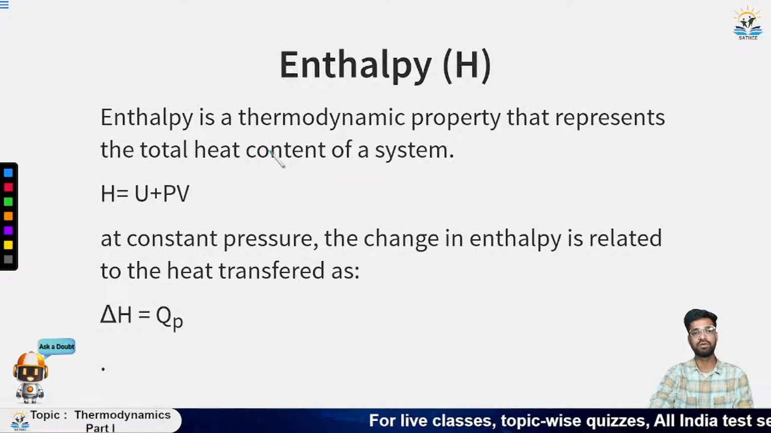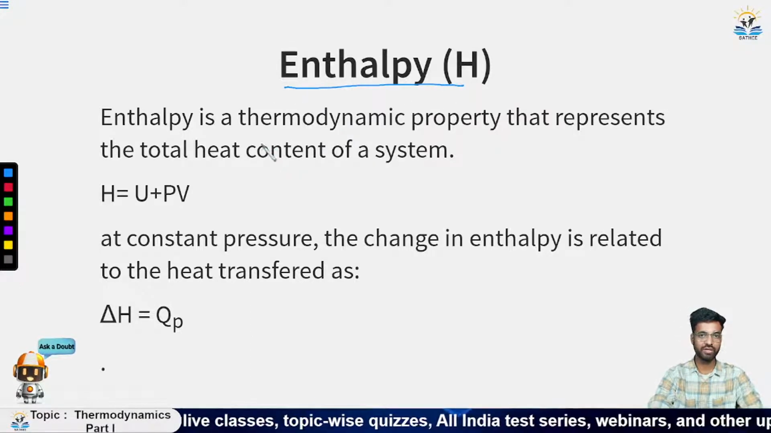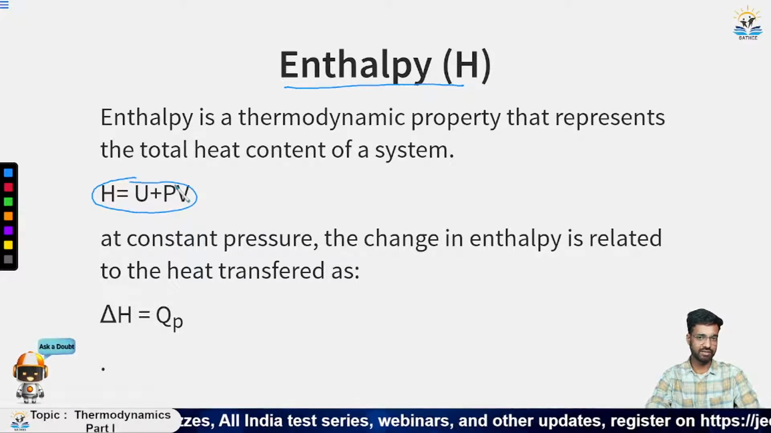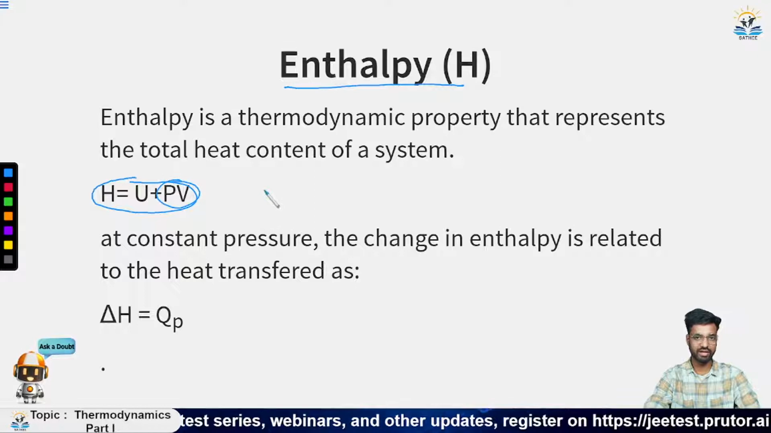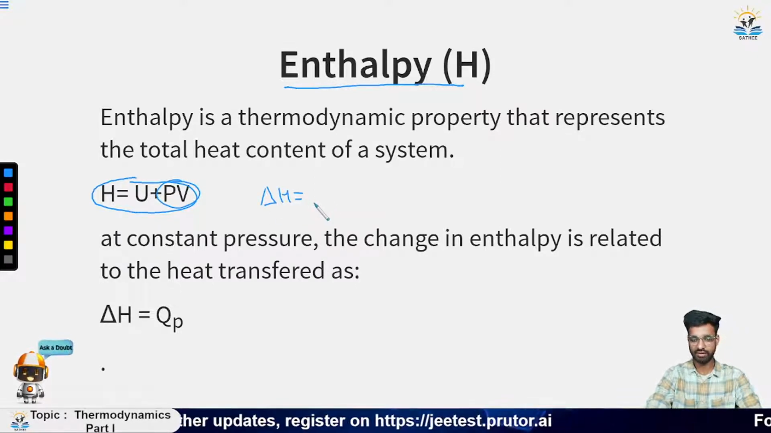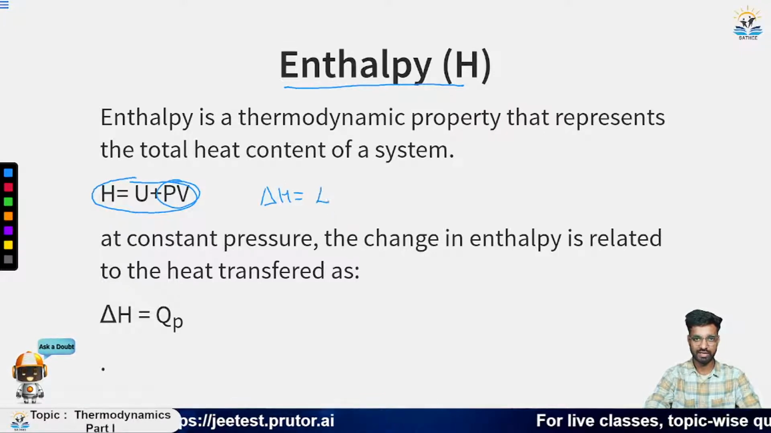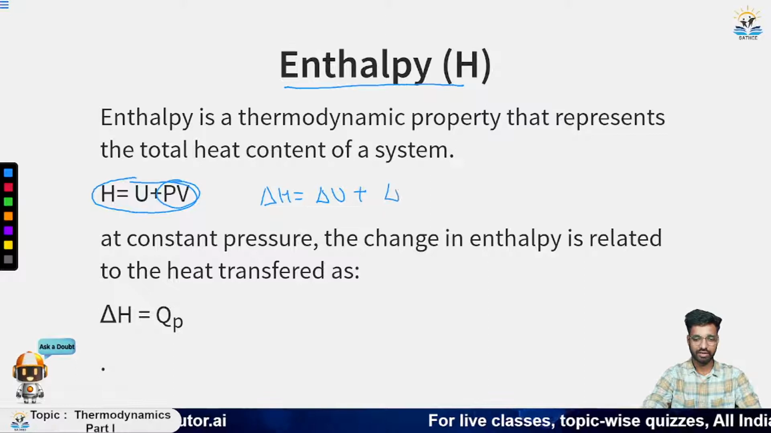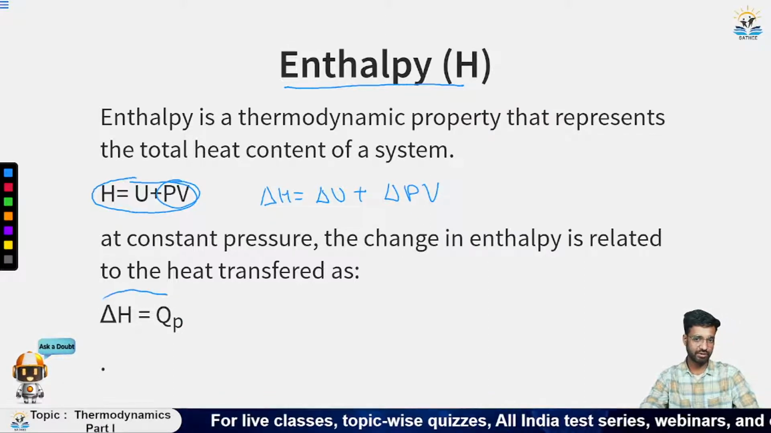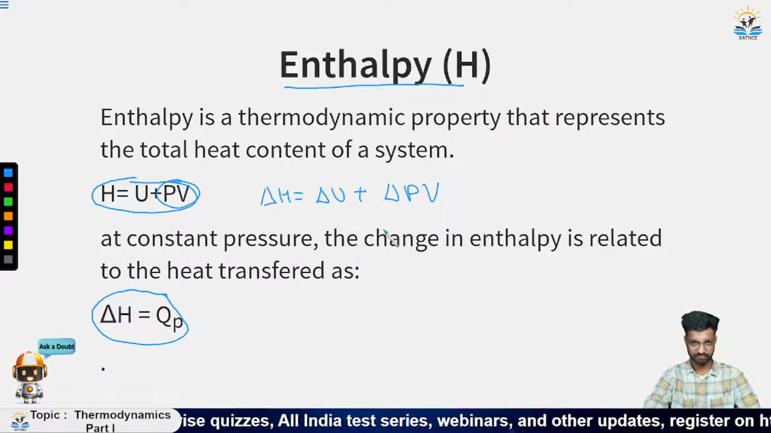Now we'll move to the next concept, that is enthalpy. So what is enthalpy? Enthalpy is nothing but the total of internal energy plus PV, or more clearly, delta H. We will also always calculate the change, the delta, and not the absolute value for these kinds of processes. So delta H = delta U + delta PV. Now this delta H is also equal to QP at constant pressure. So how is it so?